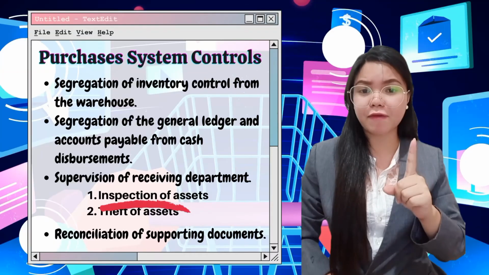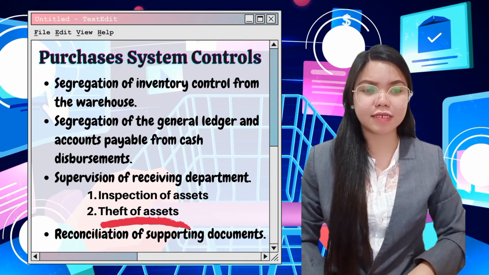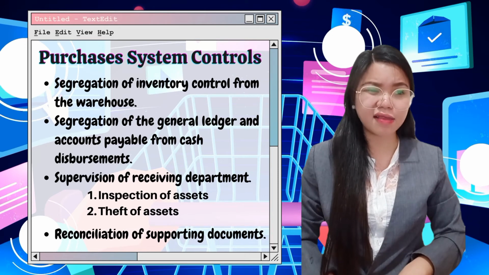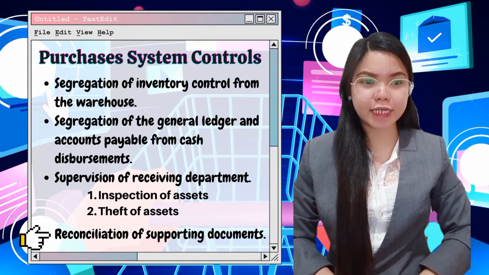The first one is the inspection of assets. When goods arrive from the supplier, receiving clerks must inspect the items for proper quantities and conditions. The second one is the theft of assets. Receiving departments are sometimes hectic and cluttered during busy periods. In this environment, incoming inventories are exposed to theft until they are placed in the warehouse. Improper inspection procedures coupled with inadequate supervision can create a situation that is conducive to the theft of inventories in transit. Going further, we have the reconciliation of supporting documents.